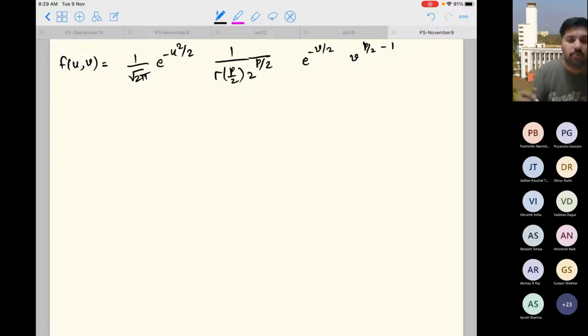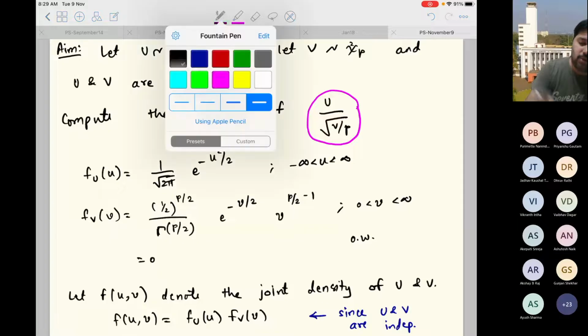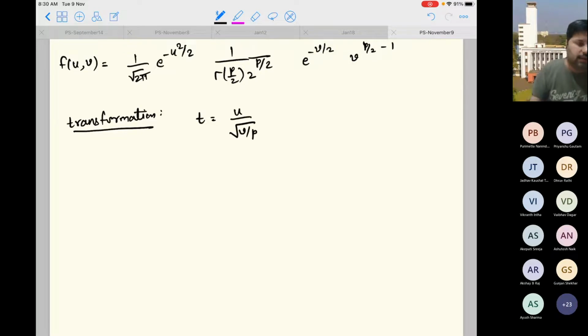And now what I'm really going to do is the transformation trick. What is the density I want to find out? The density that I want to find out is the density of this particular random variable. So the transformation that I am going to do is the following. Let us denote it by t, which is nothing but u divided by square root of v by p. And this is what I want. And the other random variable transformation I took is w is equal to v.